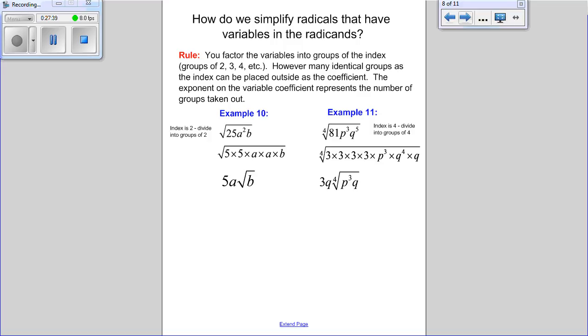Okay, what they say to do is you take your index. So your index of this first question is 2. They say break everything up into groups of 2. So 25 in 2 groups would just be 5 times 5. A squared broken into groups of 2 would just be A times A. In case you're lost on why that is, A squared is just equal to A times A.